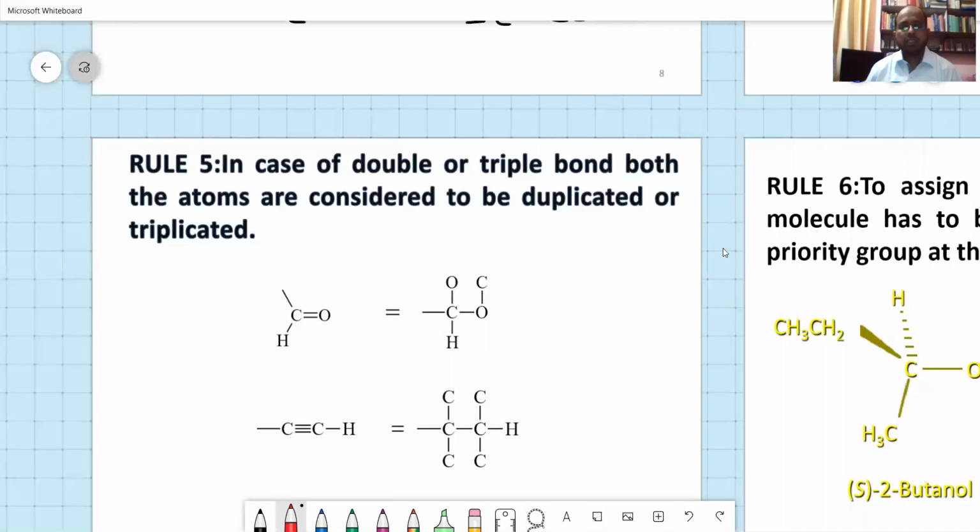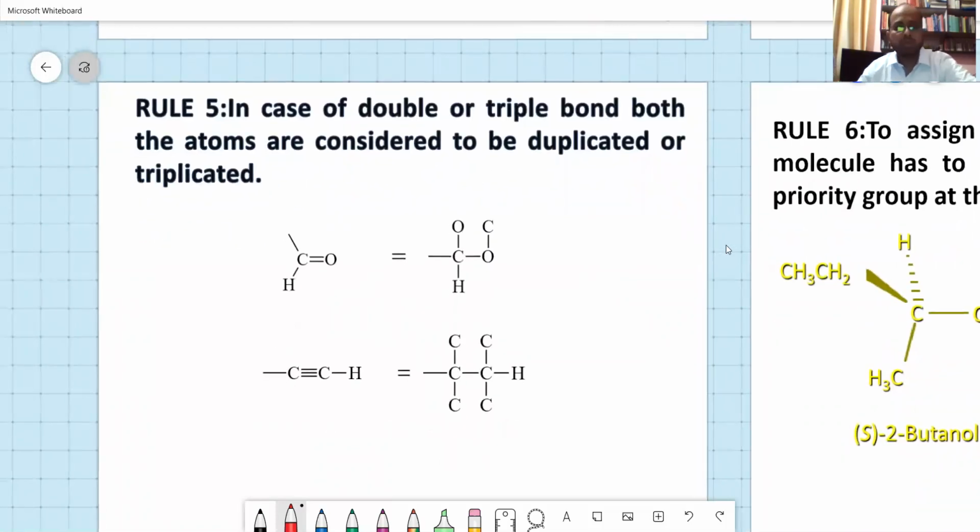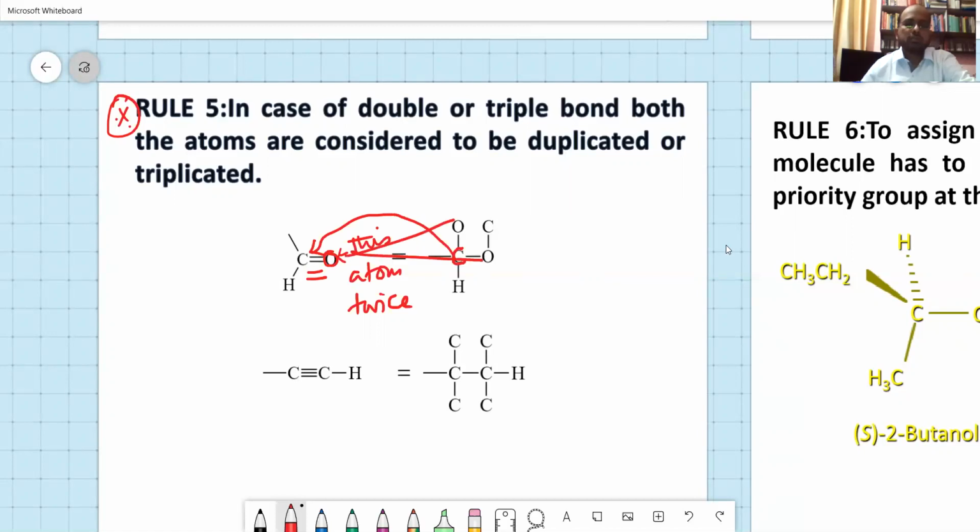And rule 5: in the case of a double or triple bond, both the atoms are duplicated and triplicated. I think this rule is very important. What it is telling is, if you have a double bond, consider this atom twice. That is what is there. This C and this C are the same. This O goes to this and goes to this, and it splits into 1 and 2.